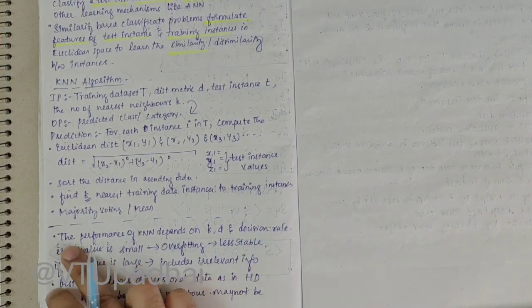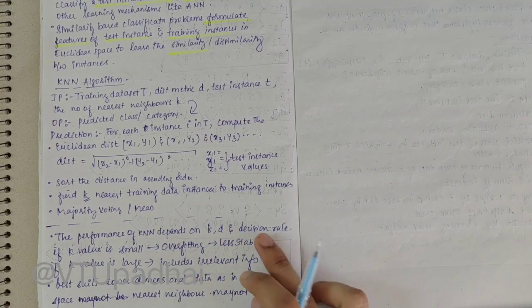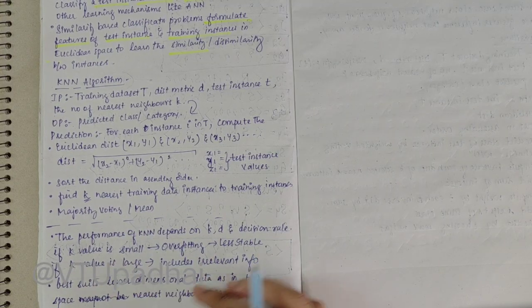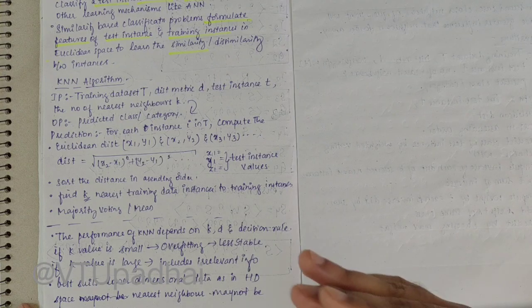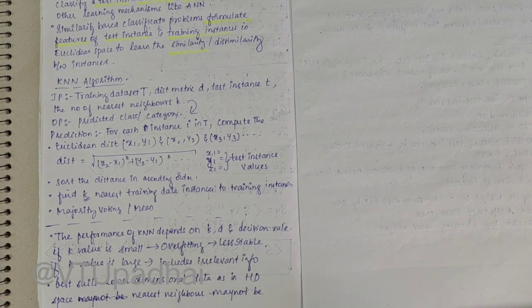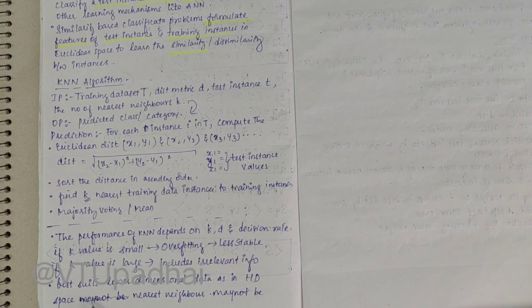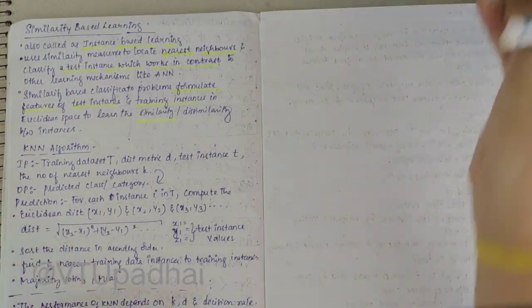The performance of KNN depends on the neighbors, the distance metrics, and the decision rule. If the k value is small, it could lead to overfitting, that is, it will make the class or prediction less stable. If the k value is large, it results in irrelevant information. So it best suits lower dimensional data. Now we'll solve a question related to KNN.